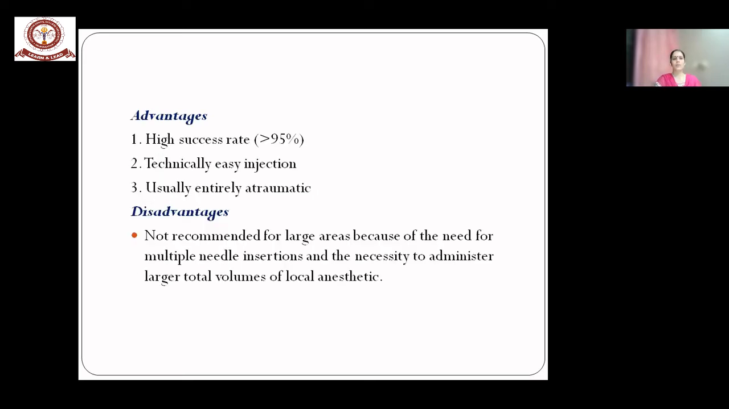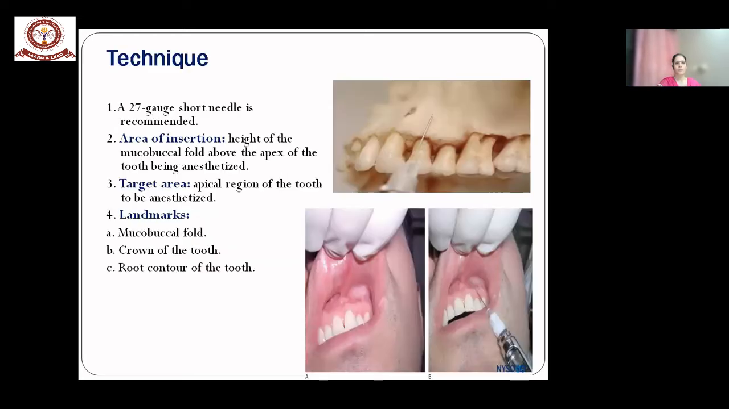So the advantages of this supraperiosteal injection are a high success rate, greater than 95%, and a technically easy injection; it is very simple to perform and usually entirely atraumatic. The disadvantages are that it needs multiple needle insertions and the necessity to administer large total volumes of local anesthetic.